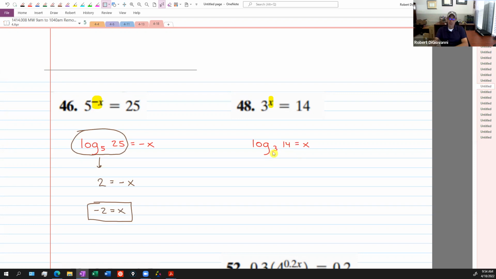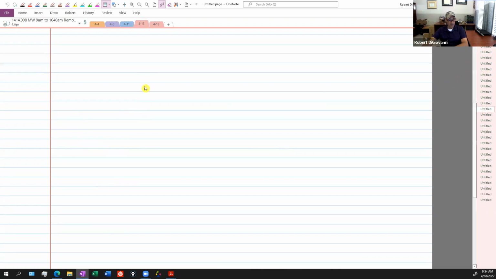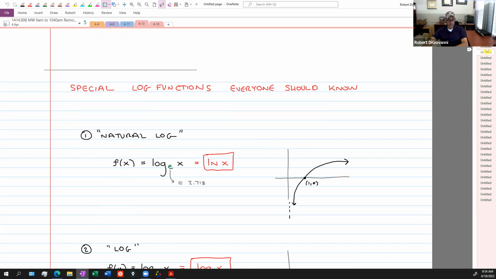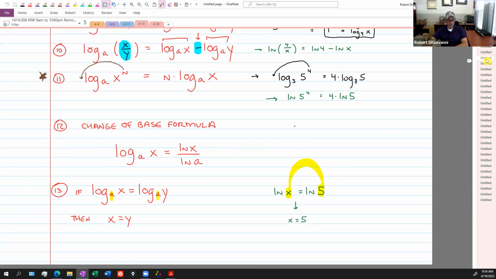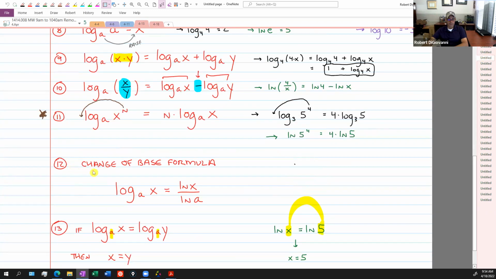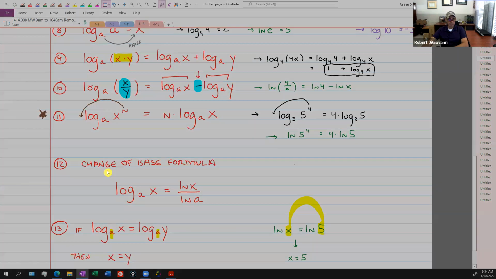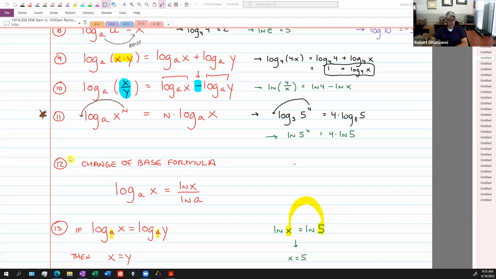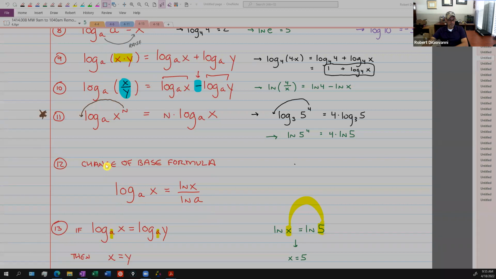So how are we going to do that? Well, we're going to use one of the important properties again from last class. Let me get to them. Number 12, the change of base formula. I'm going to use this. Let me grab the whole property.